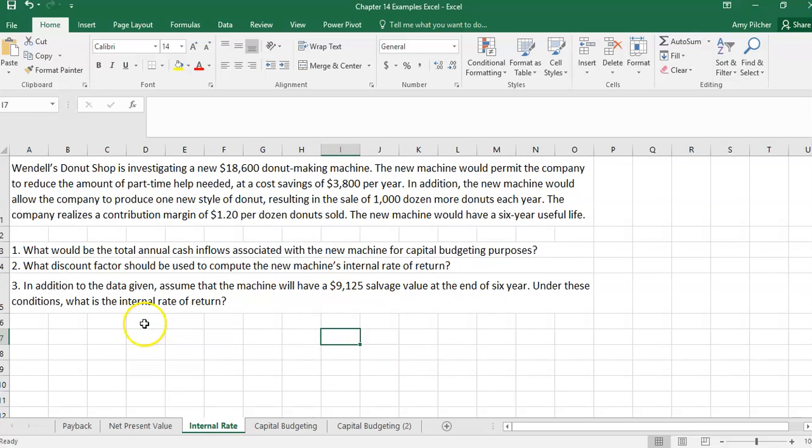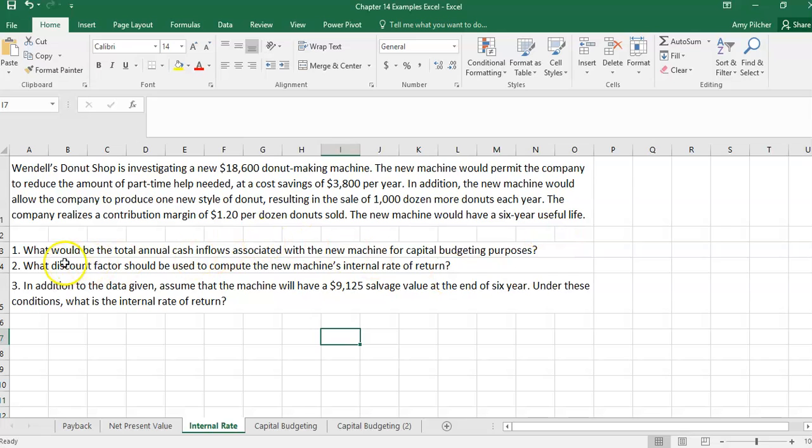Our next example looks at the internal rate of return. We have a donut shop that is looking at an $18,600 donut making machine. This new machine is going to save us $3,800 per year and allow us to produce a new style of donut that's going to result in the sale of 100,000 dozen more donuts each year. The machine has a 6-year useful life.